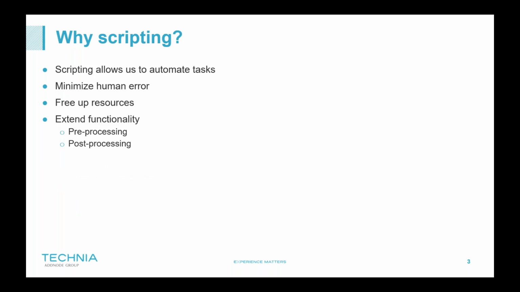So what is scripting good for? The fundamental application of scripting is to automate tasks. And obviously this frees up time and resources that we can spend in a more valuable way. But it also allows us to minimize human error, since it makes sure that whenever we execute some task, it gets performed the exact same way every time we do it.